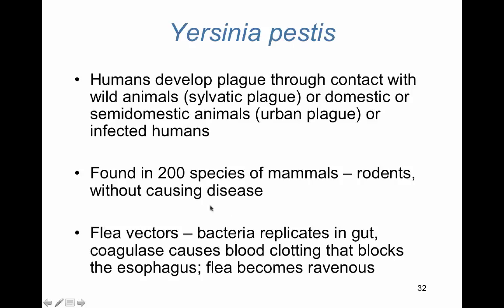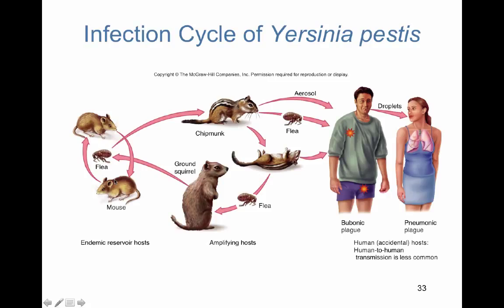So the flea harbored this bacteria. The bacteria was replicating in the flea gut. The release of the enzyme coagulase, one of the virulence factors, caused blood clotting that blocked the esophagus, and the flea would then become ravenous. So as far as the life cycle of Yersinia pestis, again, it involves potentially arthropod, the flea vectors, also all of these different species of mammals, remember around 200.